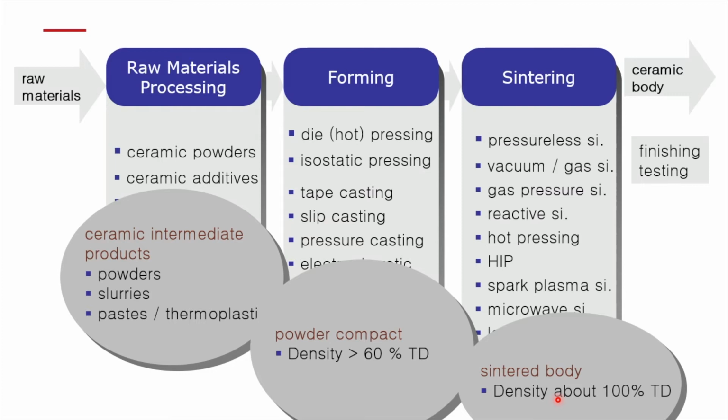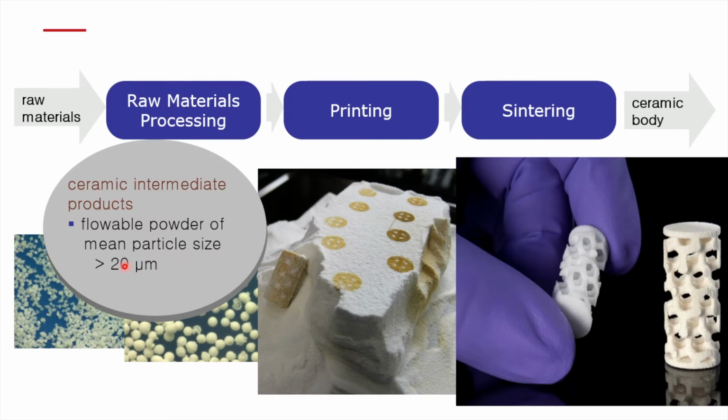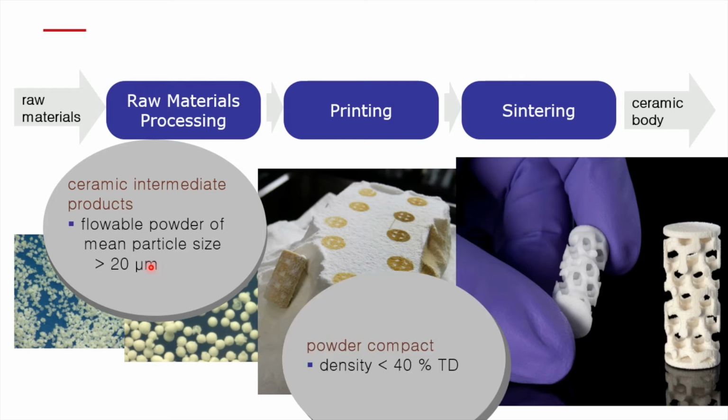That's what you usually aim for when you want to achieve the superior physical-chemical properties of advanced ceramics. When we do powder-based 3D printing, generally we need a flowable powder, and this flowable powder has a particle size typically larger than 20 microns. With such a powder, your powder compact, this part here, which you print, will have a packing density of the particles of about 40% theoretical density.